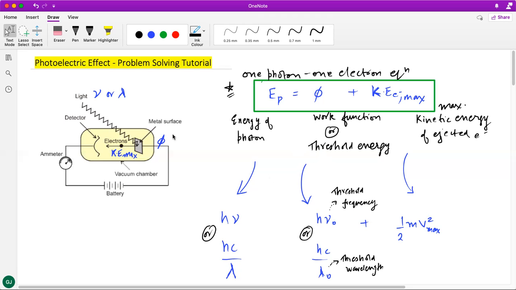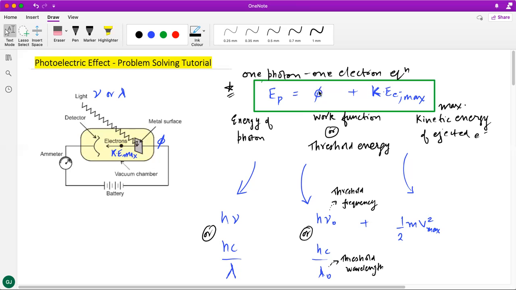Now, as I said, in terms of problem solving, sometimes depending upon the data given in the question, you can have energy of photon written as h nu or hc by lambda. And similarly, the work function can be written as h nu naught or hc by lambda naught. We did speak about what nu naught and what lambda naught mean. Lambda naught was threshold wavelength above which photoelectric effect was not observed. Nu naught was threshold frequency below which photoelectric effect was not observed. And this corresponds to the frequency or wavelength of a radiation that would be striking the metal.